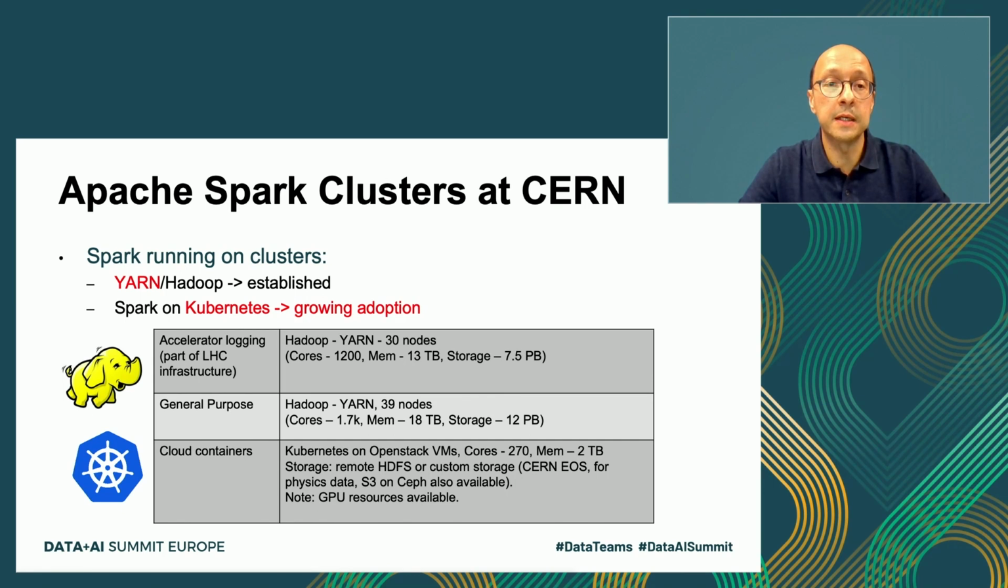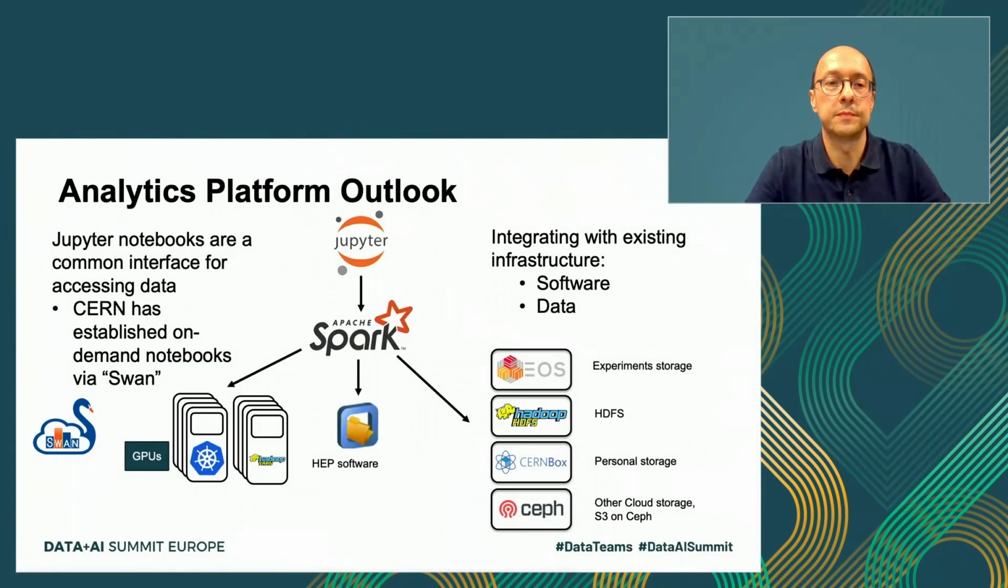On a smaller scale, CERN and its communities make use of big data technologies, and in particular Apache Spark. We run Spark on Hadoop clusters, and we run Spark on cloud containers using Kubernetes. There are many use cases for Spark at CERN. One that I want to highlight here is the usage of Spark in our analytics platform.